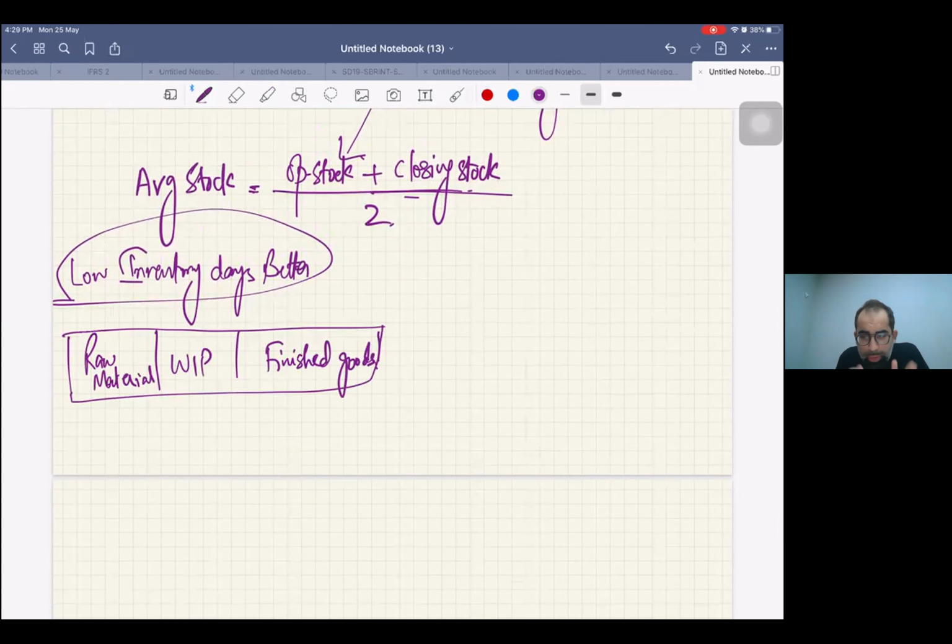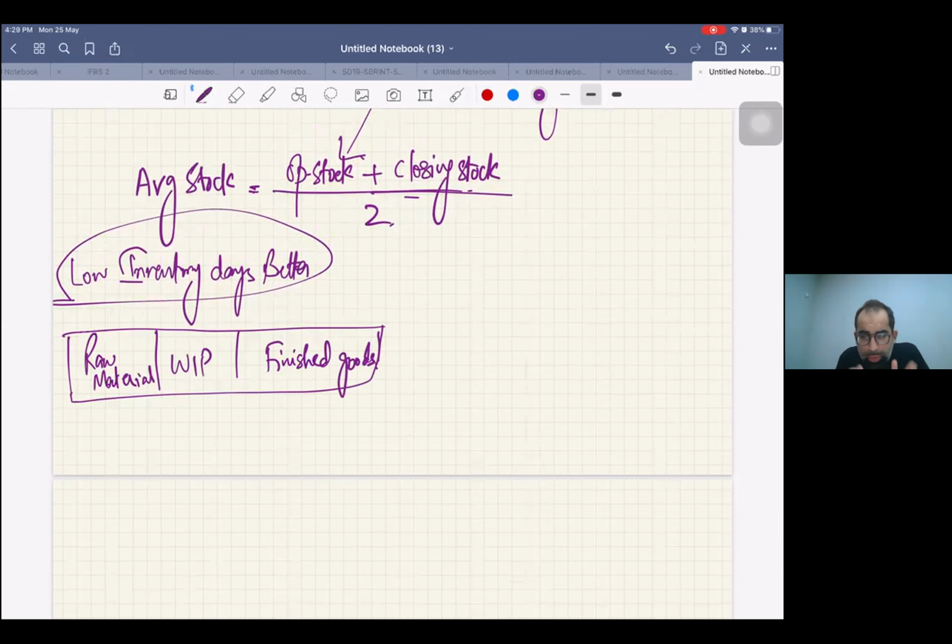Now the question is, how will you reduce the raw material period? By using efficient and effective management techniques. You might have studied one technique, EOQ, economic order quantity. Order only that stock which is needed. Don't order extra stock. So obviously this first time period will be reduced.